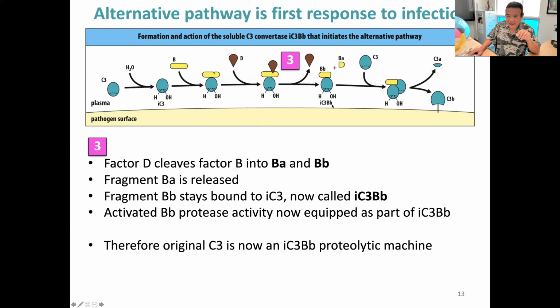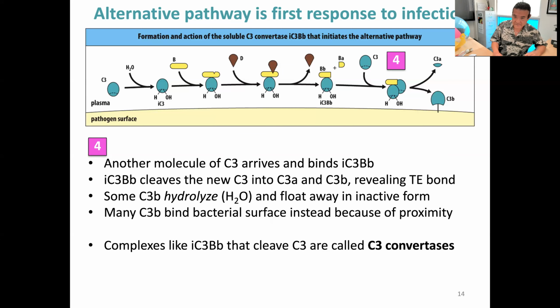And we call this complex, this is where things get kind of like, you roll your eyes, it's called iC3Bb, right? And this iC3Bb is now an activated proteolytic complex. It's basically a machine that wants to trim other proteins. And because that machine is the right shape to preferentially recruit other molecules of C3, then those other molecules of C3 are the preferred target of this proteolytic activity, and you start getting C3bs, which is right here.